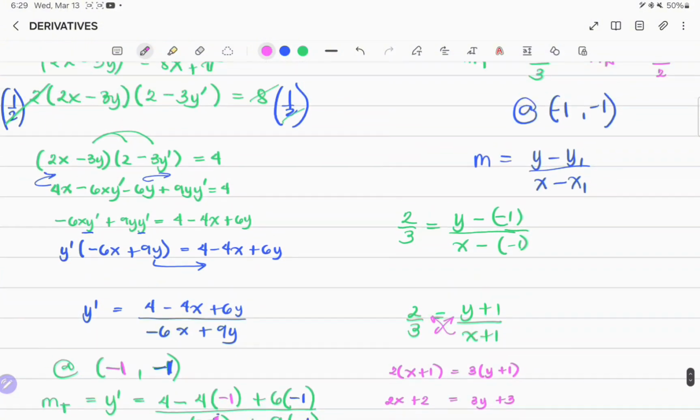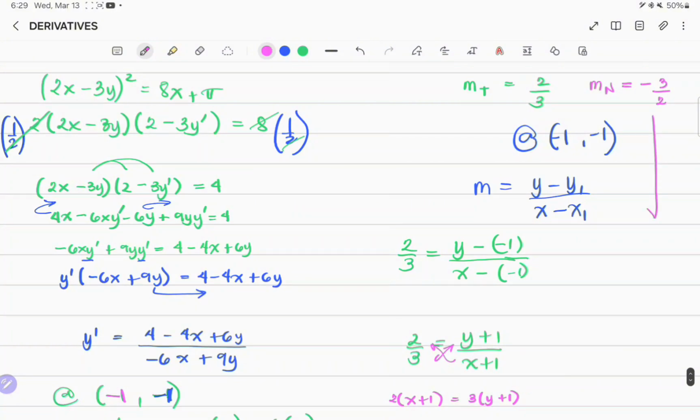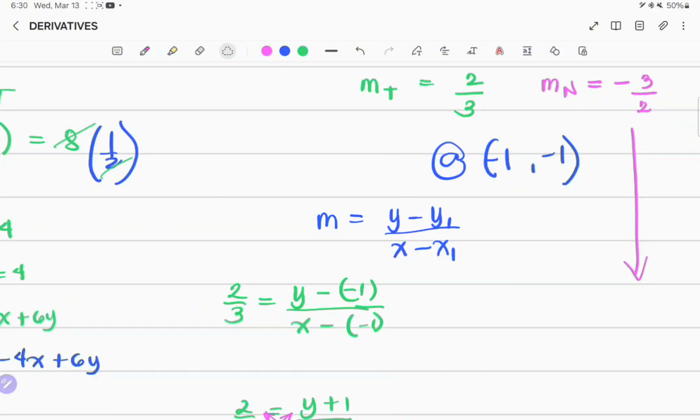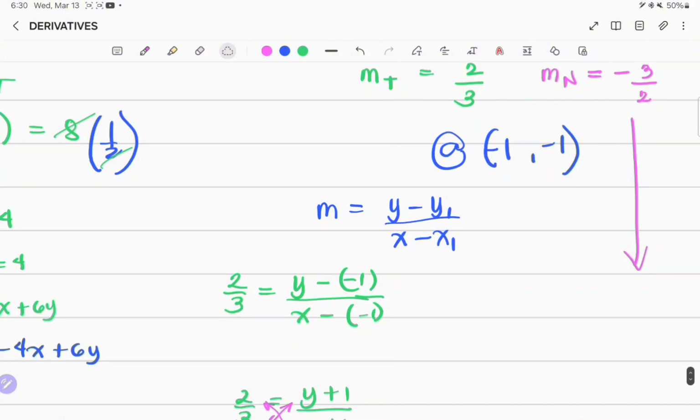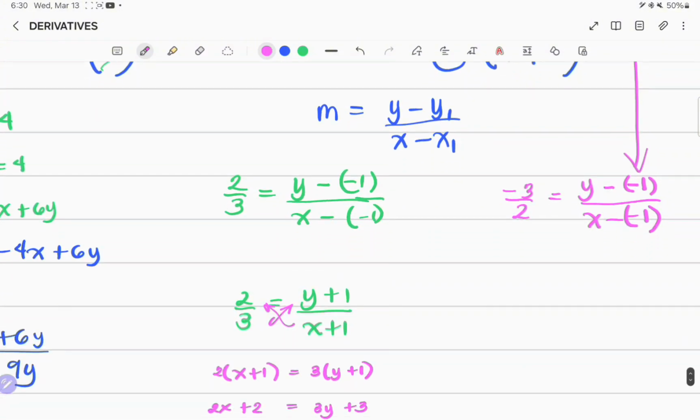Now for the equation of the normal line, we will be taking a different slope, that is negative 3 over 2. So we have negative 3 over 2 equal to y minus negative 1 over x minus negative 1. And as we simplify the right side of this double negative, the new line of solution is negative 3 over 2 equal to y plus 1 over x plus 1.